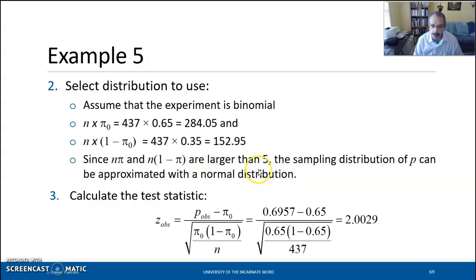Because we're going to use a normal distribution, then the test statistic is the z statistic. And again, this is just the calculated sample proportion minus the hypothesized proportion under the null hypothesis, 0.65. And then we use that 0.65 and the sample size to calculate the standard error. So the calculated value of the test statistic is 2.0029.